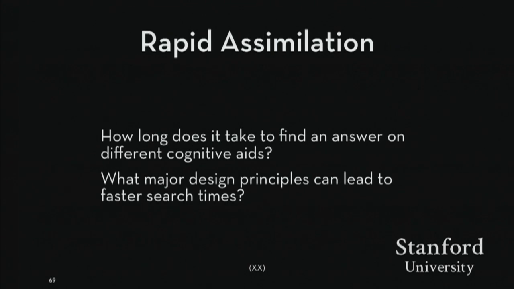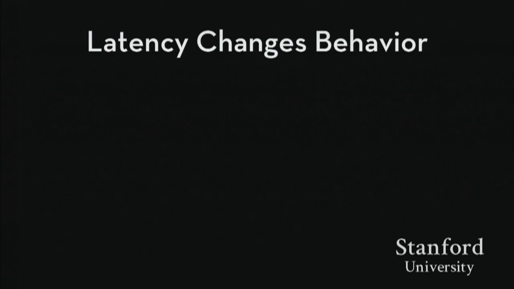So let's take a little bit closer look on how important speed is. We've asked ourselves these questions. How long does it take to find an answer on the different cognitive aid designs? And what major design principles can lead to faster search times? Well, we know from the related work that latency changes behavior.